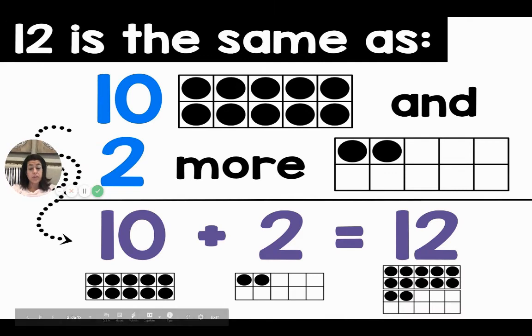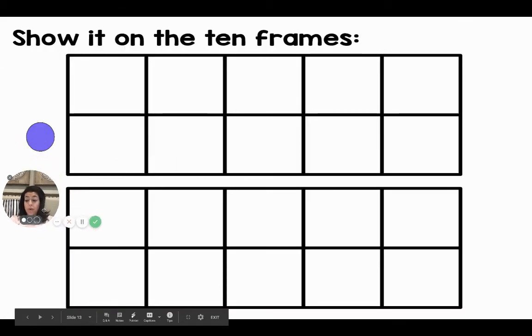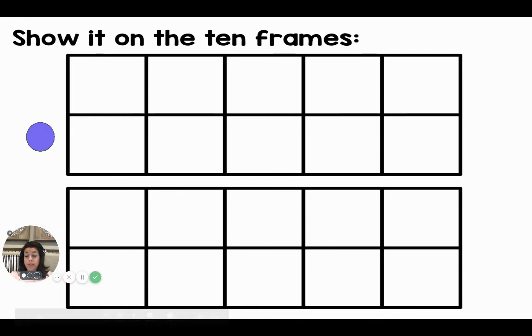We can look at this too. 12 is the same as saying 10 and two more. So having 10 dots in a 10 frame and two more. 10 plus 2 equals 12. Show me how you would represent 12 on the 10 frame using the dots provided.